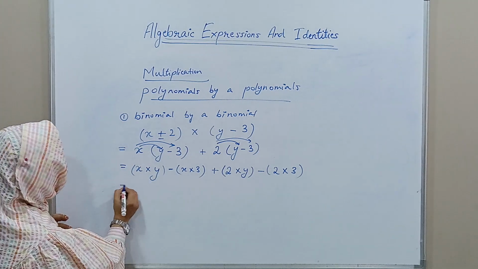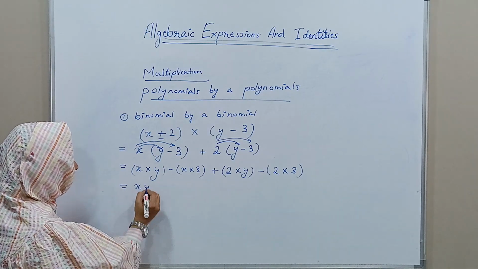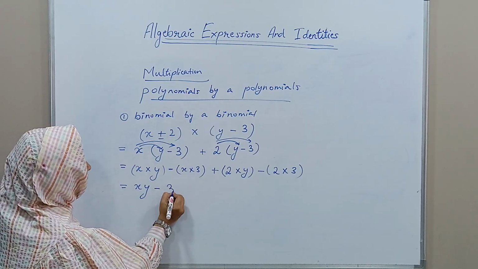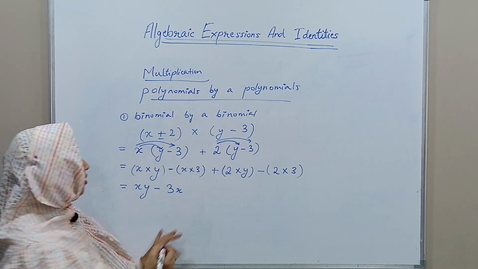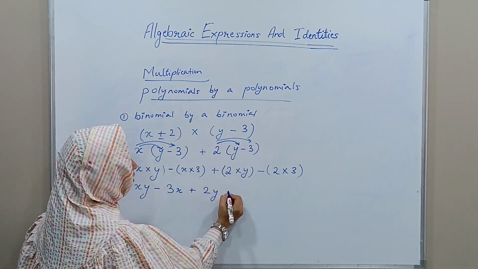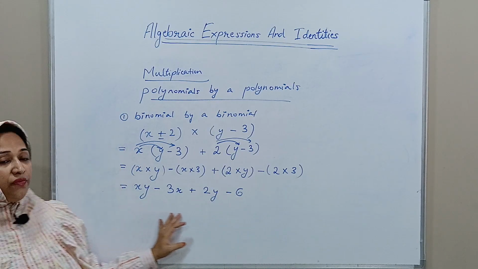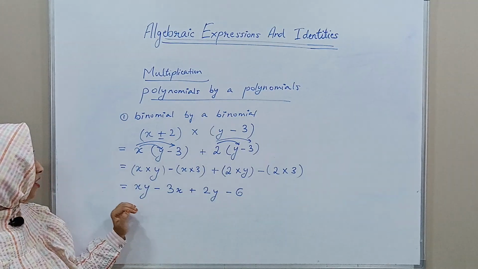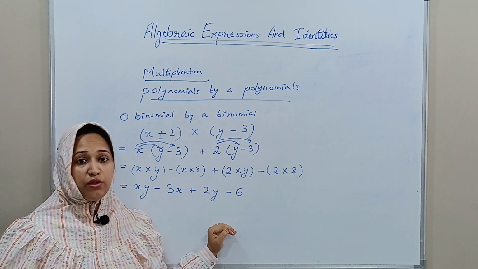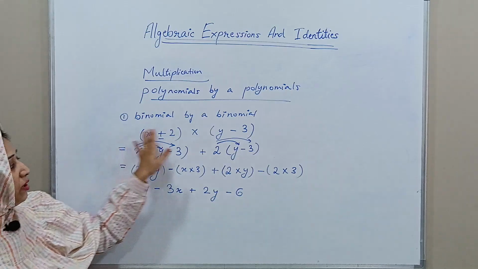So now x into y is xy, then you have a minus sign, then x into 3 is 3x, then a plus sign, so put a plus sign here, 2 into y is 2y, minus 2 into 3 is 6. Now all the four terms here have different variables. So these are unlike terms and this is your final answer. So this is how we can multiply a binomial with a binomial.